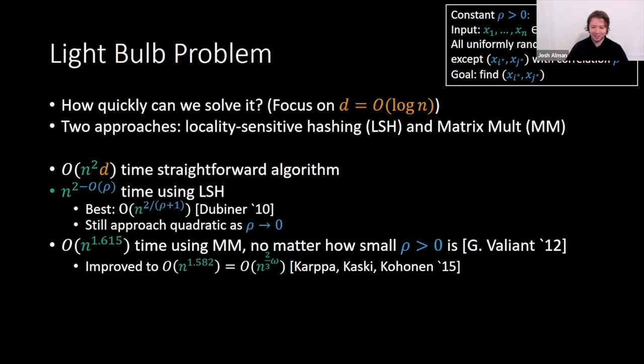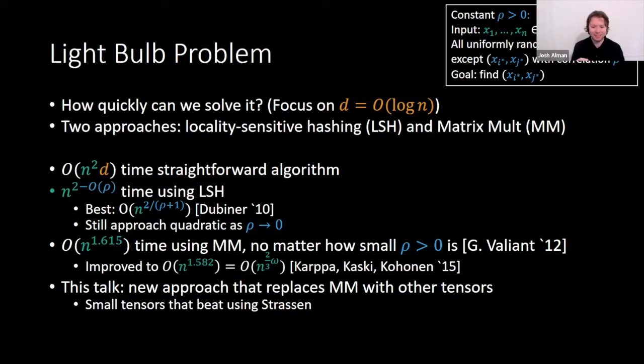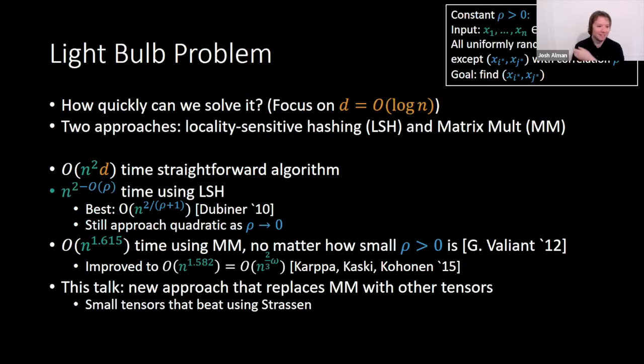And these are the two known approaches we have for this problem. So what I want to tell you about in this talk is a new algorithm that replaces the matrix multiplication in these matrix mult algorithms with other tensors. And I'll show you some really specific small tensors that you can use in this approach to beat Strassen's algorithm. So you could use this approach together with Strassen's algorithm to solve the problem. And I'll show you small tensors which can beat Strassen's algorithm by quite a bit.